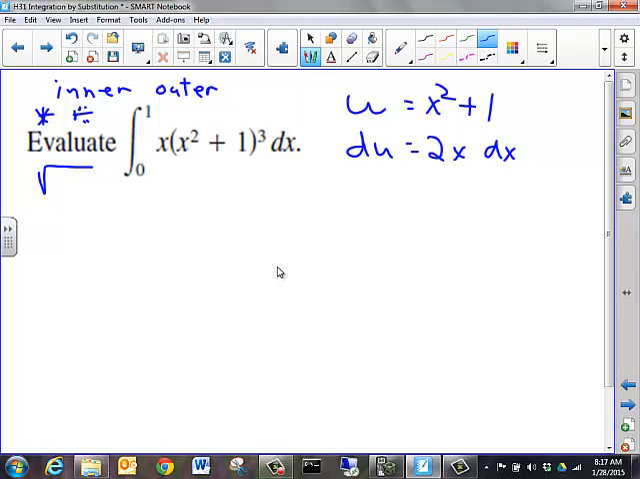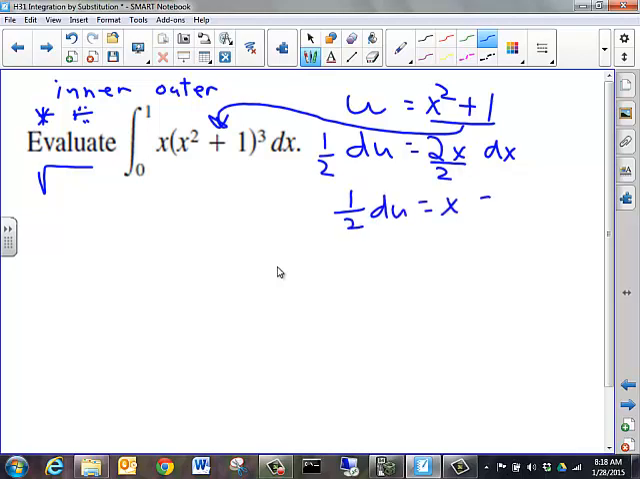Now, after we do that, we're going to look and see what we can do. Well, we've got an x squared plus 1, and that'll go in there. But as Jonas noticed, we don't have 2x dx over there in our integral, do we? So we've got x dx. So if we take this and divide it by 2, now we get 1/2 du equals x dx. Now we've got x dx over there, so we should be able to substitute in.